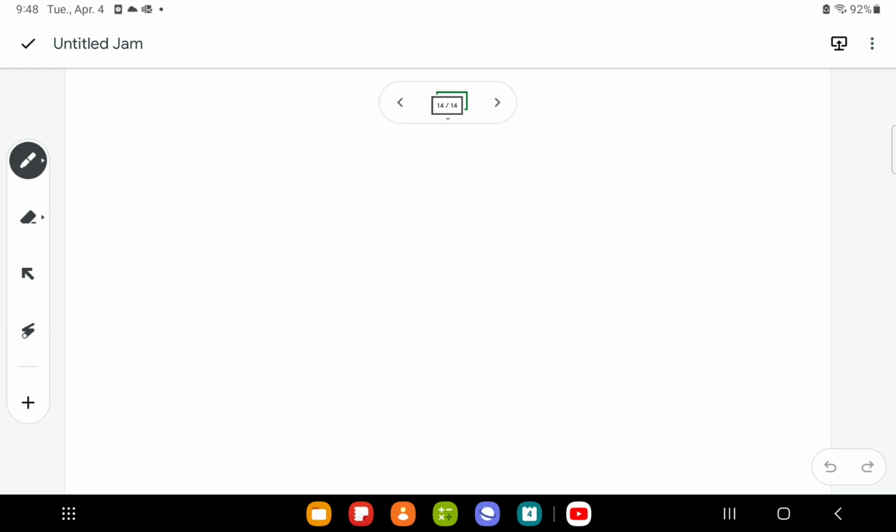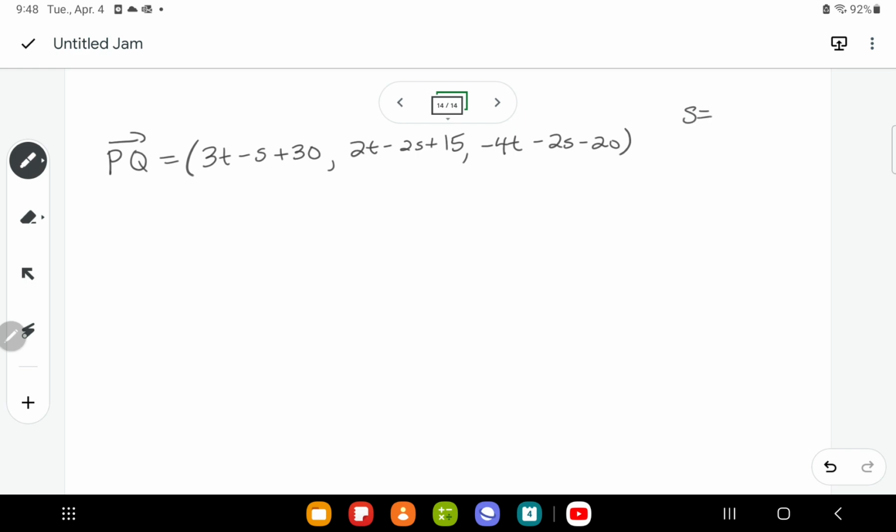So here we can find point PQ, or we could just find vector PQ. Remember we had vector PQ as 3t minus s plus 30, 2t minus 2s plus 15, and then negative 4t minus 2s minus 20. And we have figured out that s was 3 and t was negative 7. So I'm going to plug those in and we're just going to evaluate what vector PQ is. So 3 times negative 7 minus 3 plus 30, 2 times negative 7 minus 2 times 3 plus 15, and negative 4 times negative 7 minus 2 times 3 minus 20.